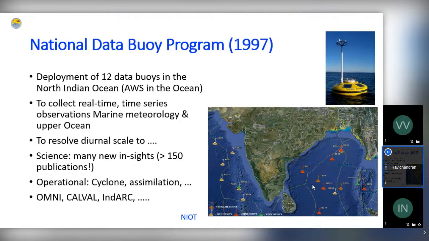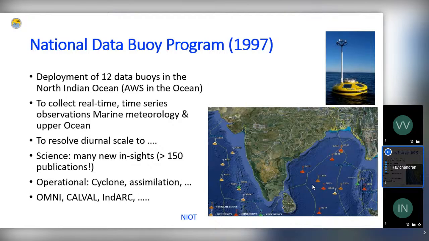Also this program has evolved. It has been used for specialized technology for deployment, and similar kinds of buoys have been deployed in the Indian Ocean, the Arctic Ocean, and many other places using this technology. Of course, this has had a very major impact. It has come after 1997.